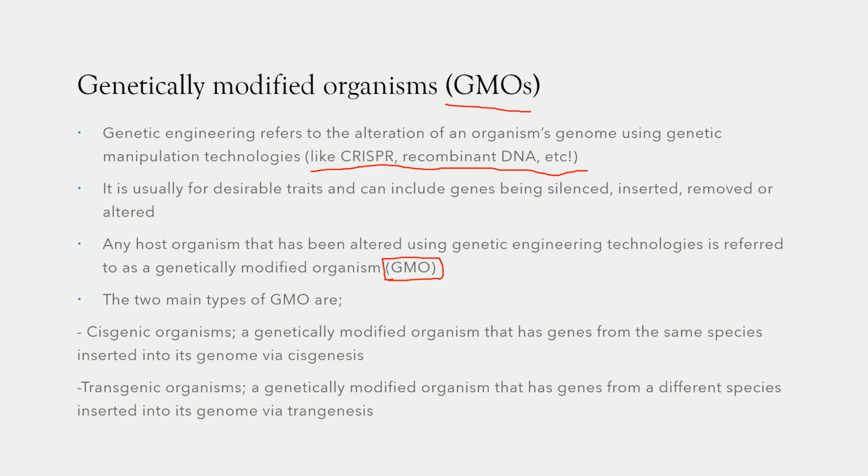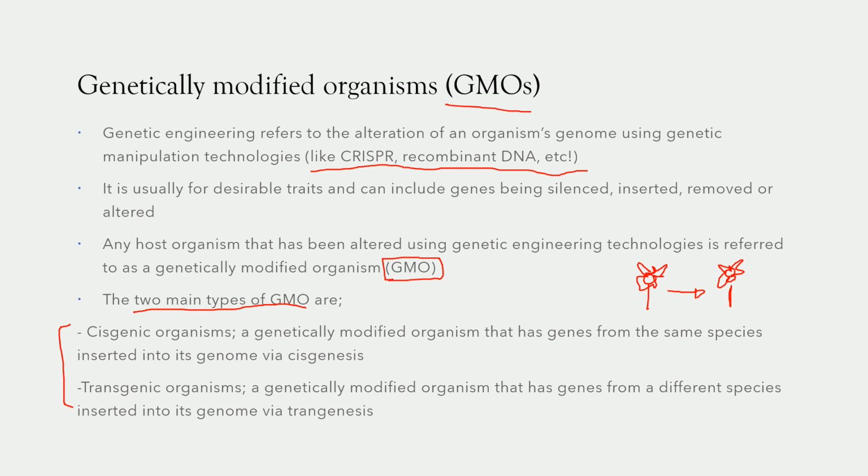Then we can go a little bit deeper and look at the two main types of GMO. Okay, so these are both types of GMO. They're just two different types of GMO. So you can have a cisgenic organism or a cisgenic GMO. So that basically means an organism that has been genetically modified but has genes from the same species inserted into its genome via cisgenesis. So that's like a sunflower has a gene that we really like, and then it's given to another sunflower to improve it. Okay, so that's what cisgenesis is. So between the same species, genetically modifying.